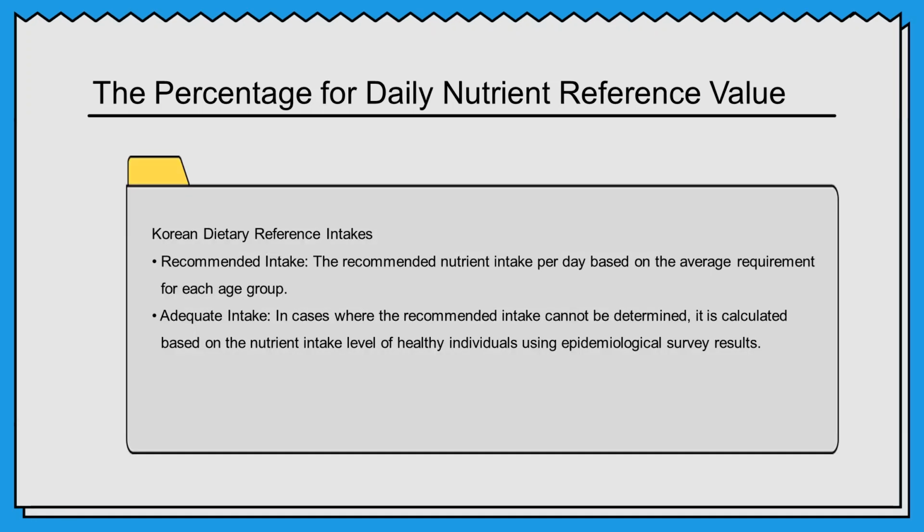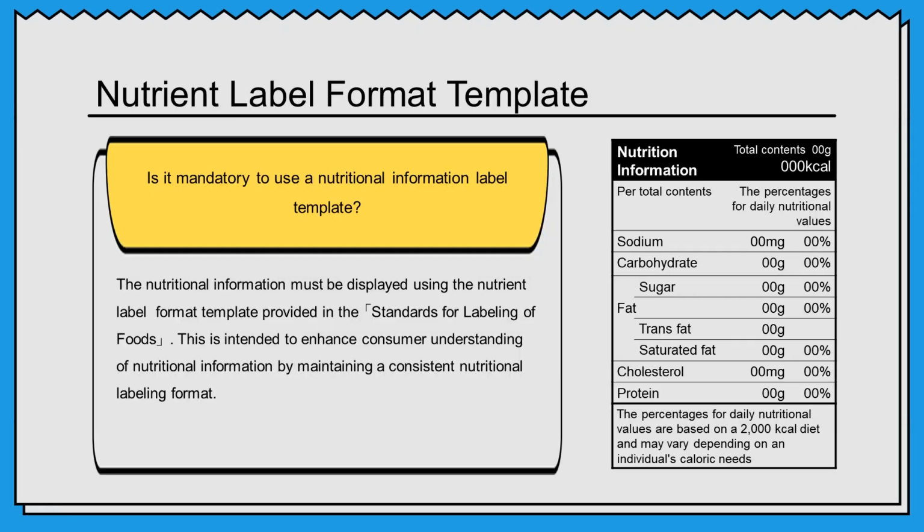Here, the recommended intake is the daily recommended nutrient intake for each age group, calculated based on the average requirement. Adequate intake is calculated based on the nutrient intake level of healthy individuals, using epidemiological survey results in cases where the recommended intake cannot be determined. Now I will discuss the nutrient label format template.